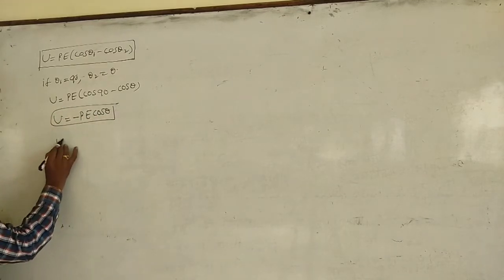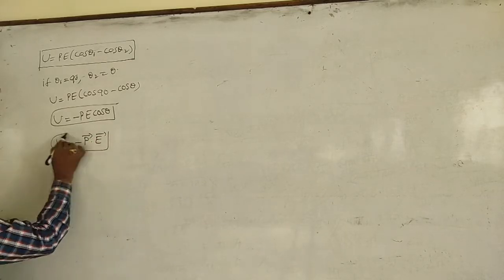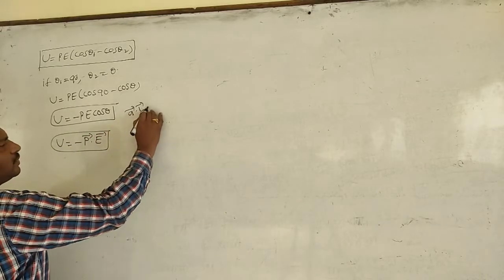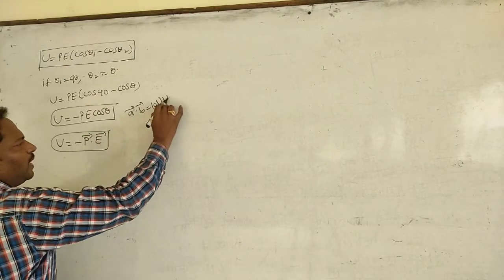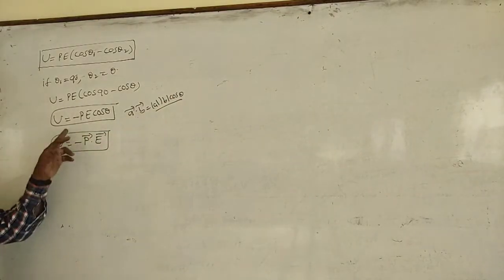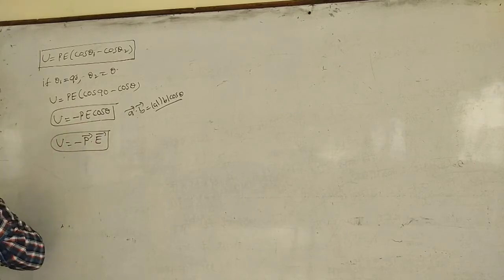So U is equal to minus P bar dot E bar. Because A bar dot B bar is equal to mod A bar mod B bar cos theta, this can be written as a dot product. Here it is mod E bar, mod P bar, cos theta.